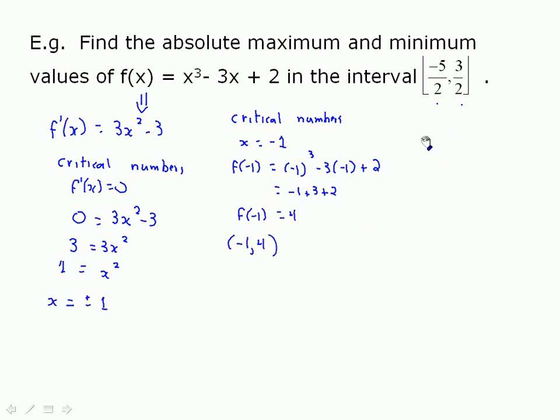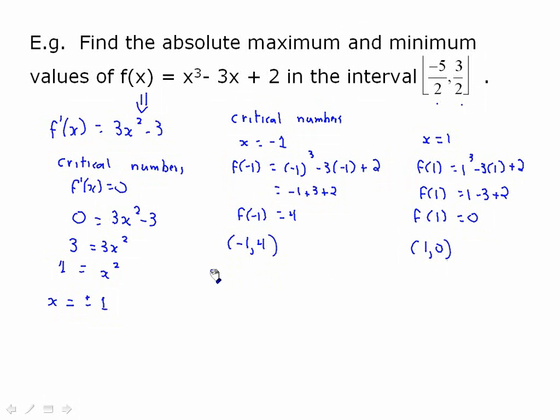Do the same thing for x is equal to 1. And f at 1 is equal to 1 cubed minus 3 times 1 plus 2. f at 1 is equal to 1 minus 3 plus 2. So f at 1 is equal to 0. So this point is going to be 1, 0.